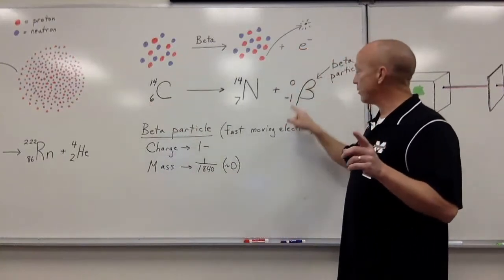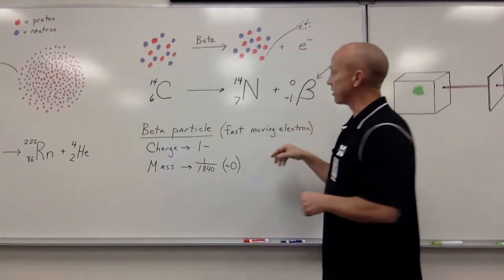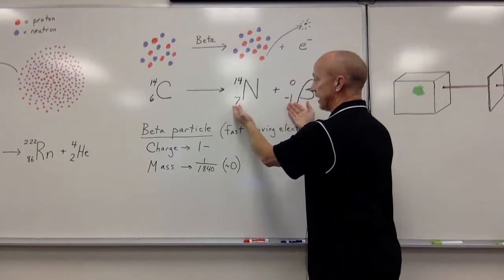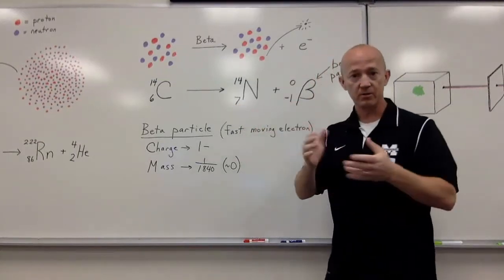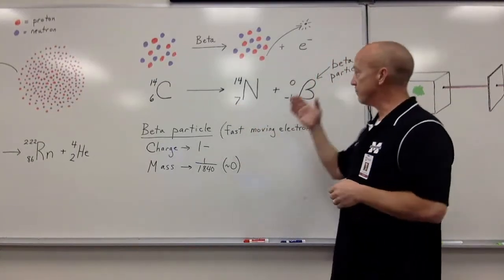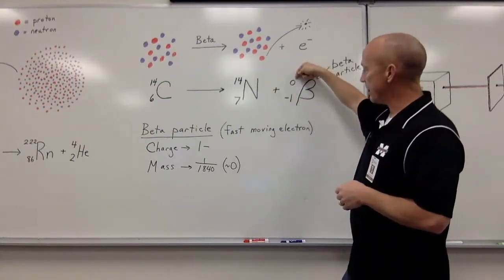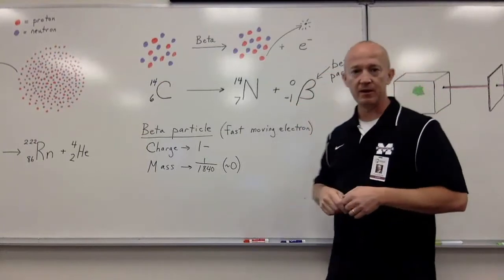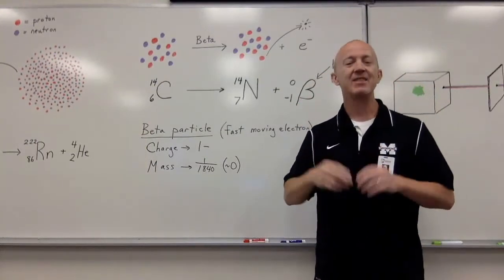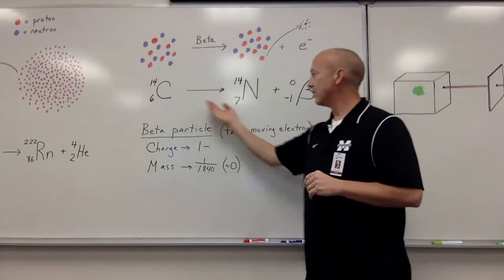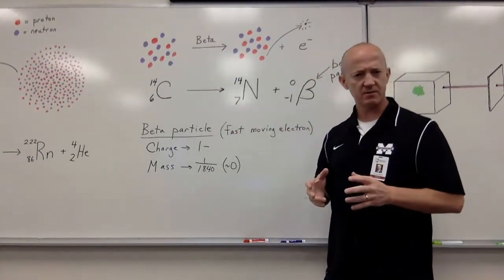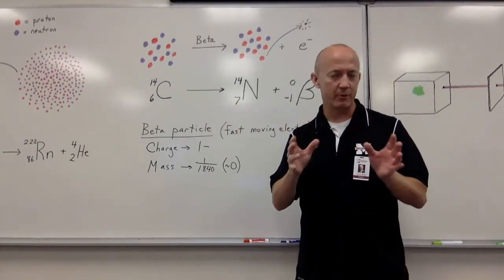And this is why we have the -1, so that the atomic numbers on the right side will also equal 6. So in a beta decay, you'll always show the beta particle as having a 0 mass and an atomic number of -1. And that will work out when we write our equation. Make sense? So here's the takeaway for beta radiation.